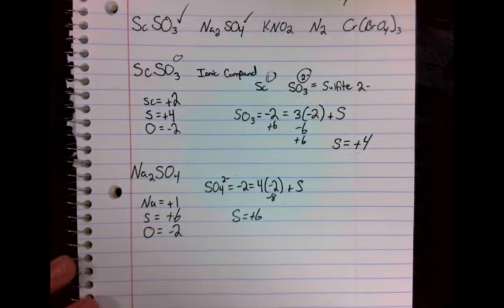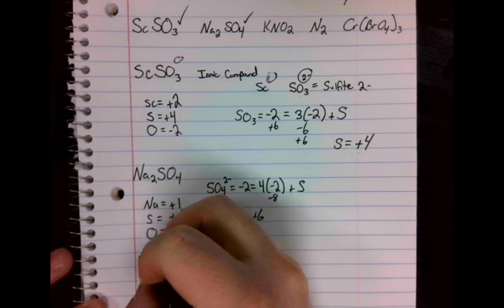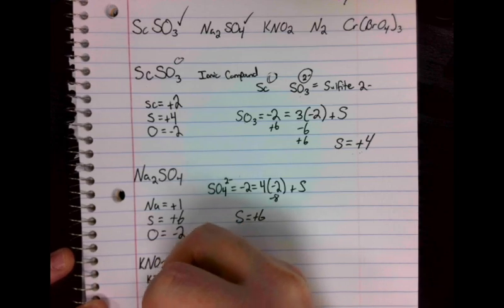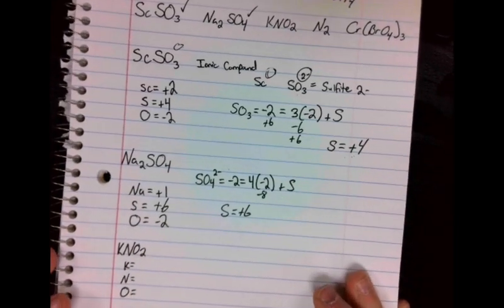Okay. Next, we've got KNO2. I'm going to put K. I'm going to put N. I'm going to put O. Of these, we have 2 that we have information on based on our rules.